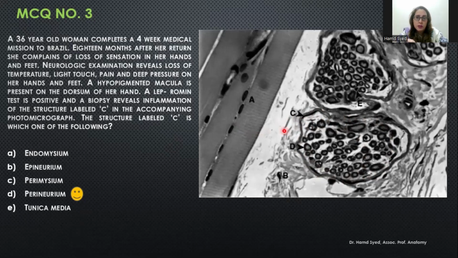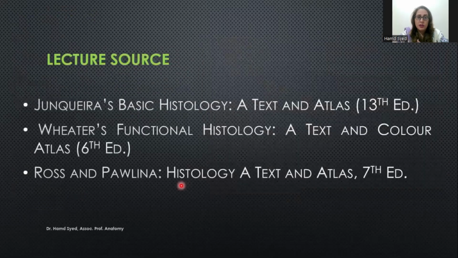Let's look at the other labels in this photomicrograph. We know that C is the perineurium. If you look over here closely, D is pointing towards the myelin surrounding an individual axon. E is pointing towards the nucleus of a Schwann cell. And B is the epineurium, which is surrounding the nerve as a whole. It is the dense connective tissue sheath. And A is simply the skeletal muscle fiber, which is visible in this photomicrograph. So that was the explanation of this scenario.